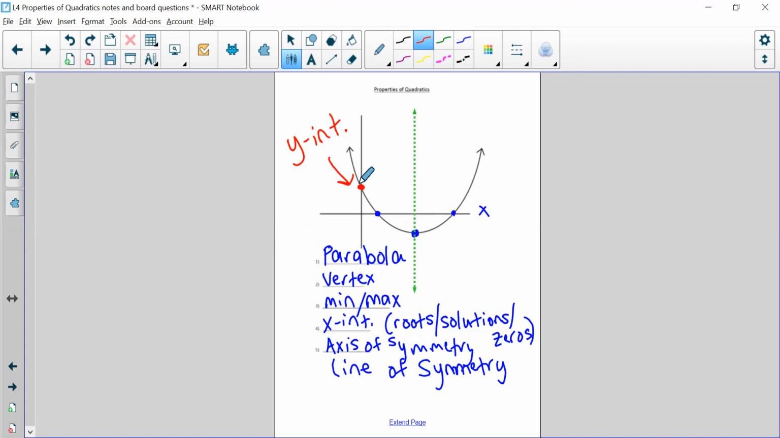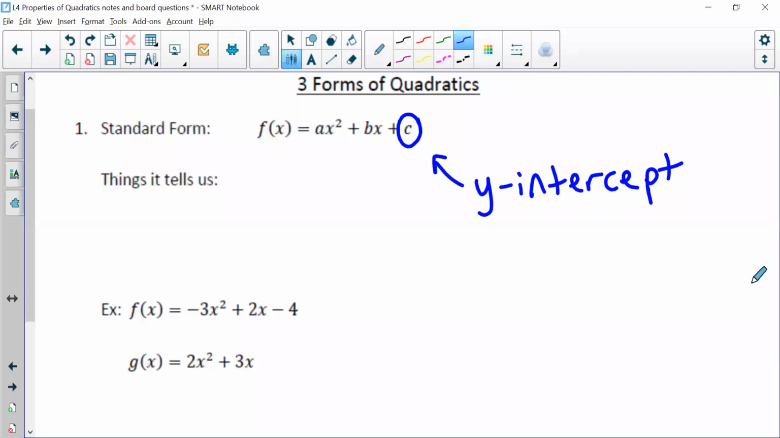Okay? Does that make sense, Lauren? So the C value is the y-intercept, or where it crosses the y-axis. So you'll write it as a point like that, 0, and then whatever C is goes right there. So if it was +7, this would be (0, 7). If this was -11, that would be (0, -11).